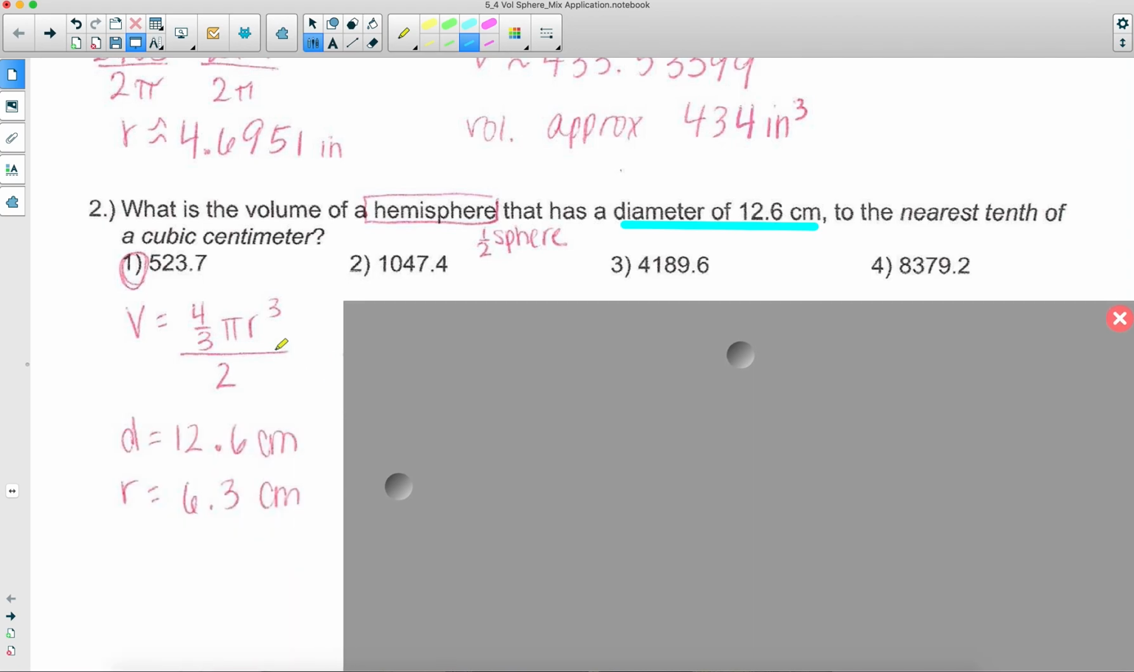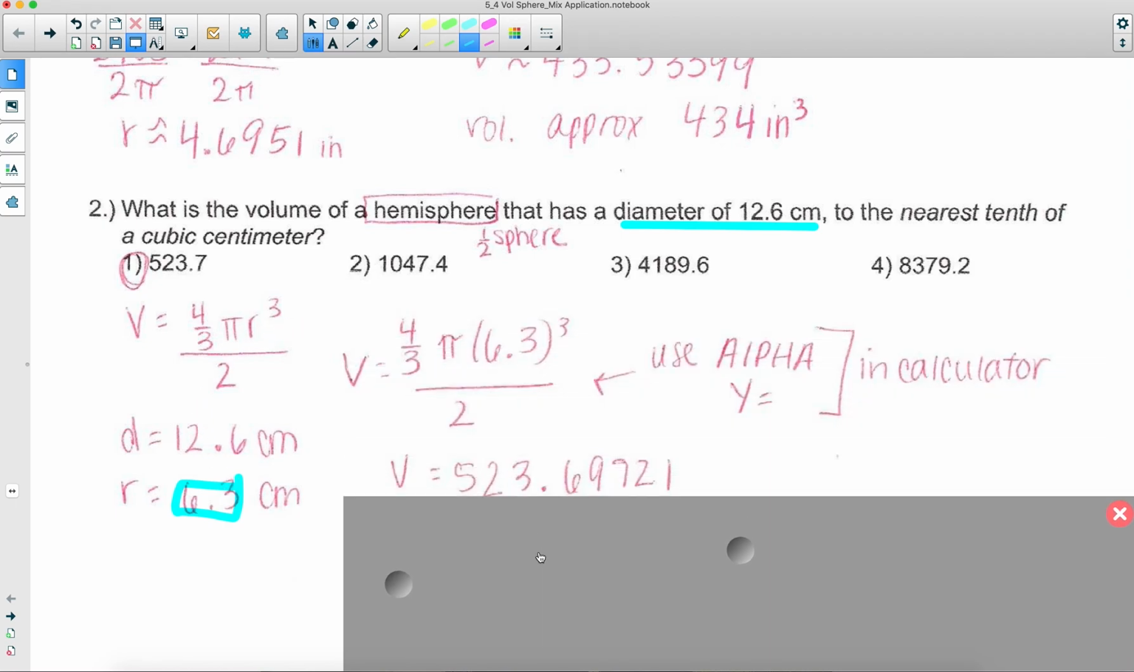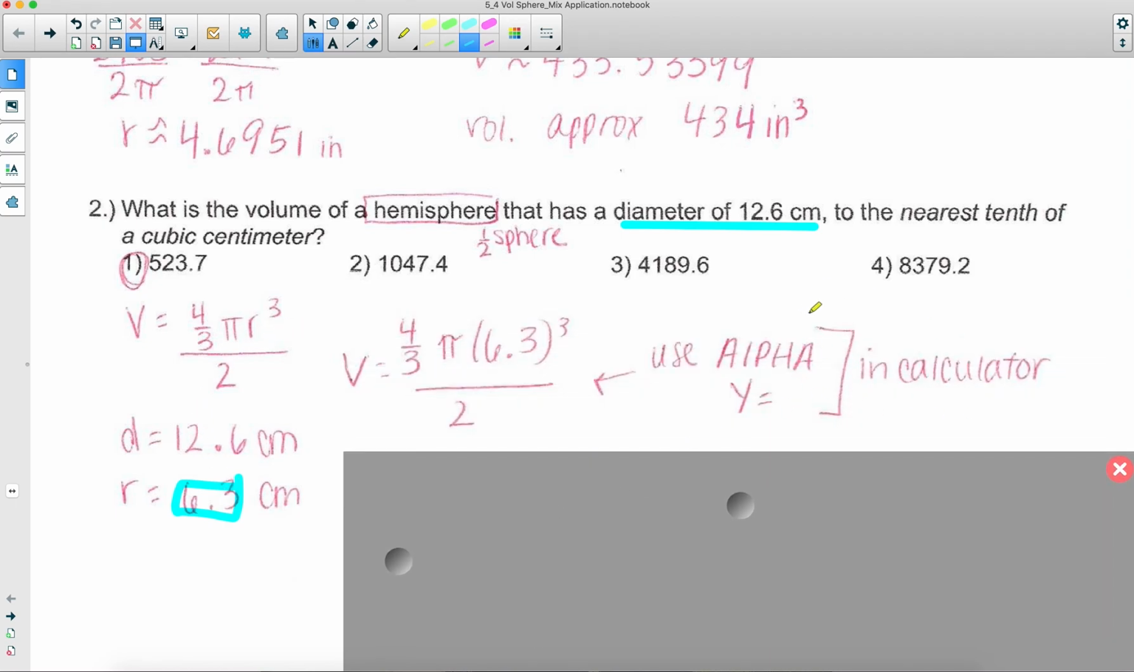Looks like we wrote down our formula. We have the diameter, divided it by 2 to get the radius. And now we're going to take our radius and substitute it in for r. Once we do that, notice this little note I made over here.